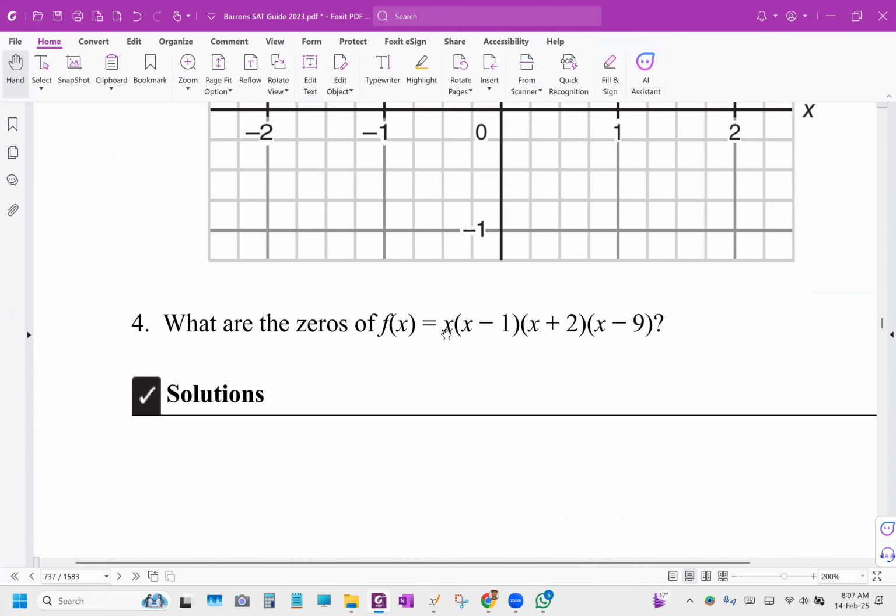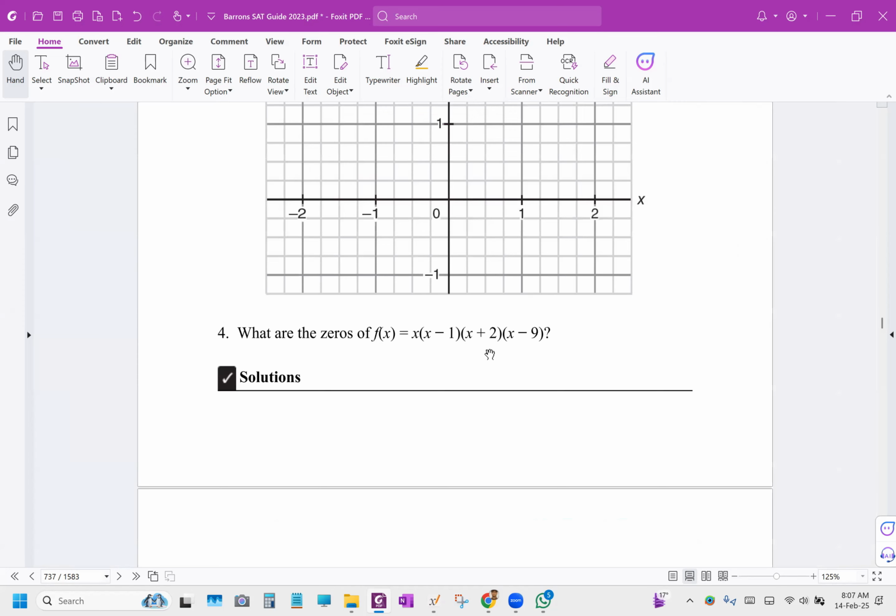Here, the A is represented by X, the B is represented by X minus 1, the C is represented by X plus 2, and the D is represented by X minus 9. So you just need to equate the terms individually with 0: X equals 0, or X minus 1 equals 0, or X plus 2 equals 0, or X minus 9 equals 0. You got me or not?